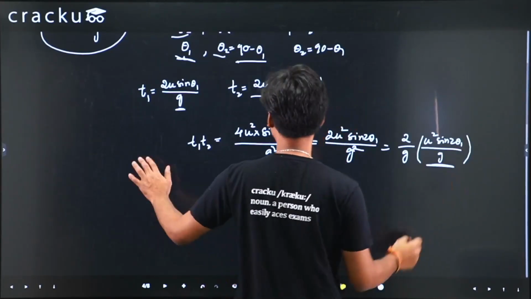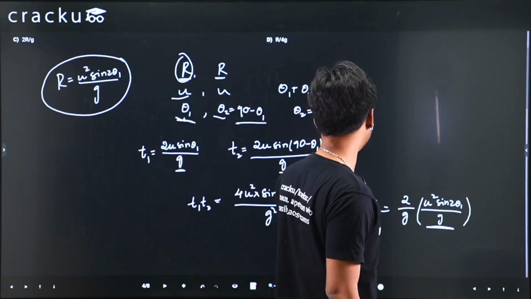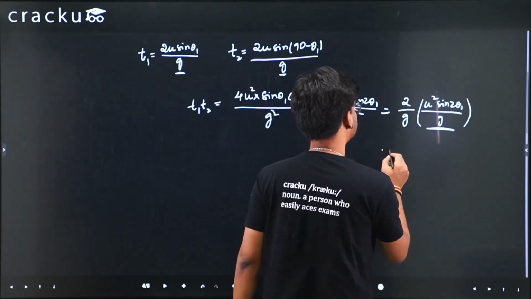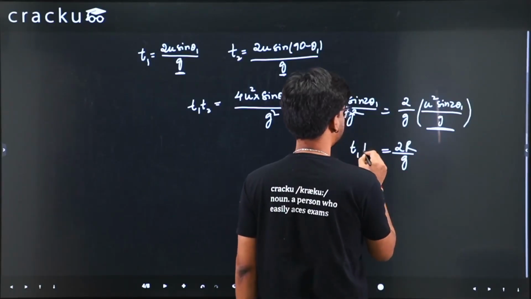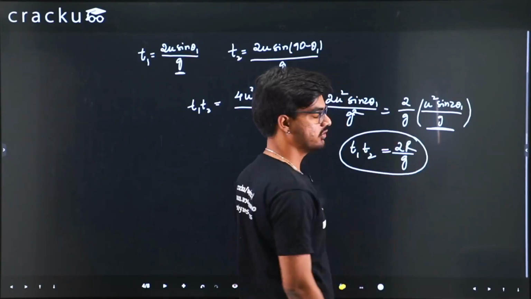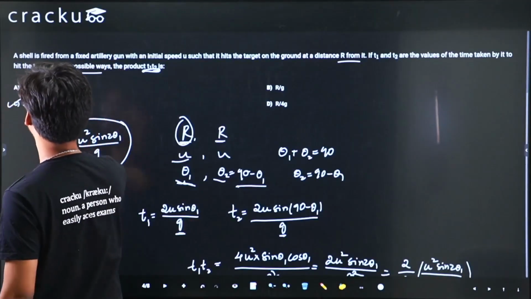And we know this value to be equal to capital R. So we can directly substitute this to be range R. So this value is nothing but 2R by g. So the value of the product T1 into T2 is nothing but 2R by g. And the correct answer to the question is option C.